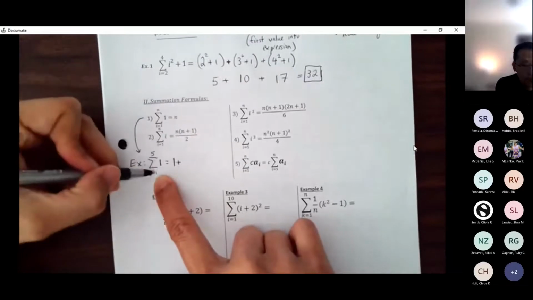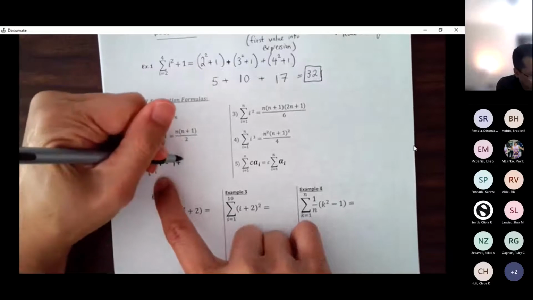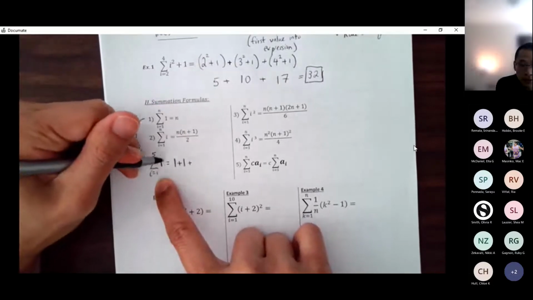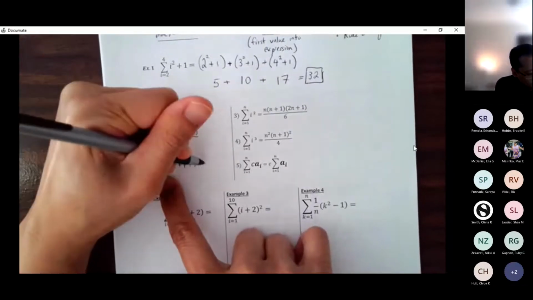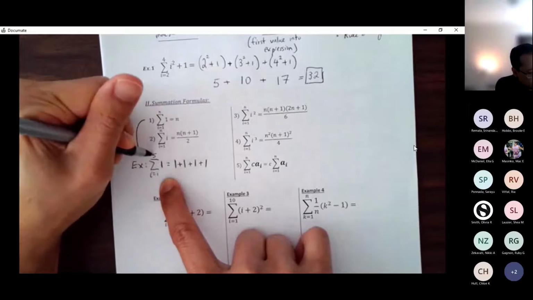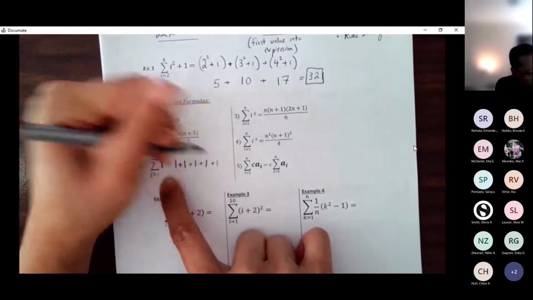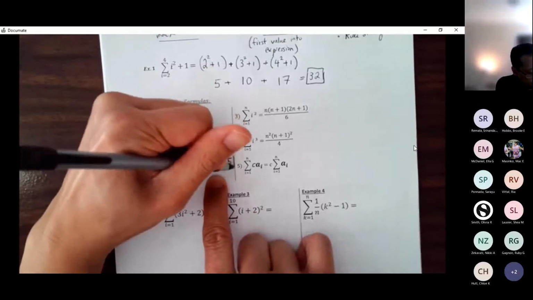Plus, we plug 2 in for i. There again, there's no i, so all we're left with is 1. Plug 3 into the expression. Again, there's no variable. We're just left with 1. Plug 4 in. Plug 5 in. 5 is the last value for i. Again, there's no i variable, so we're just left with 1. If we add all these ones together, we get 5.